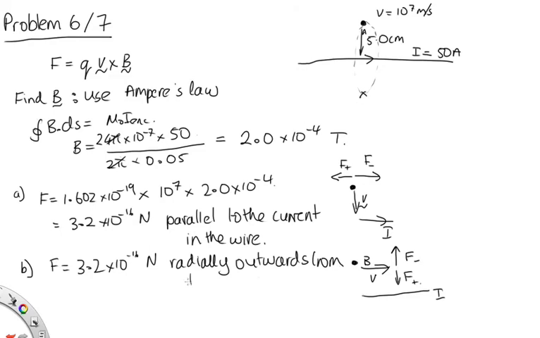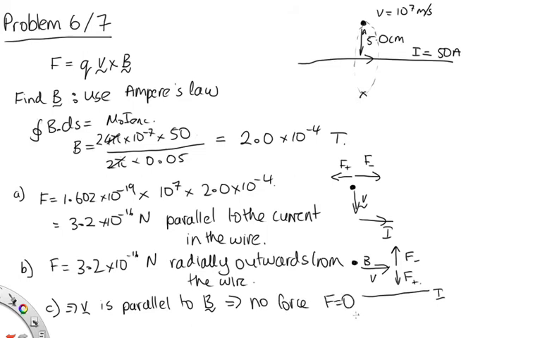And now part C says what happens if it's at right angles to the directions in A and B. Okay, so it's at right angles towards the wire and parallel to the current. So that tells us that it's into or out of the page, which means that V is parallel to B. And as you can see, this is a cross product, and so when these two things are parallel, F is going to be 0. So no force. F is equal to 0.